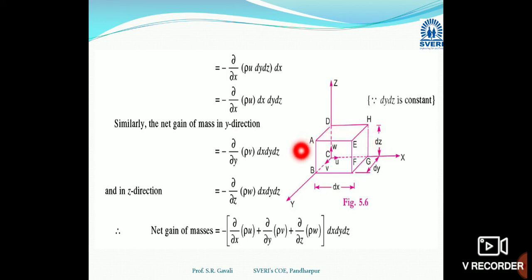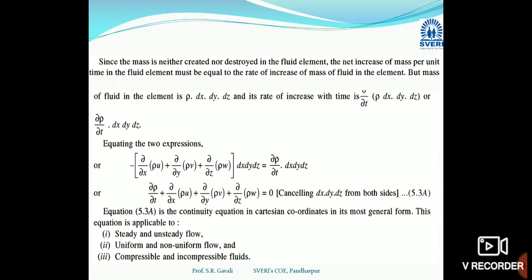Similarly the gain in y direction is equal to minus dou of dou y of rho v dx dy dz. Similarly, if we apply the same principle, the mass gain in z direction is minus dou of dou z of rho w dx dy dz. The net gain is equal to the gain in x direction plus the gain in y direction plus the gain in z direction. Therefore it is equal to minus the sum of dou of dou x rho u plus dou of dou y rho v plus dou of dou z rho w, into dx dy dz, and the minus sign is there. This is going to be the gain.